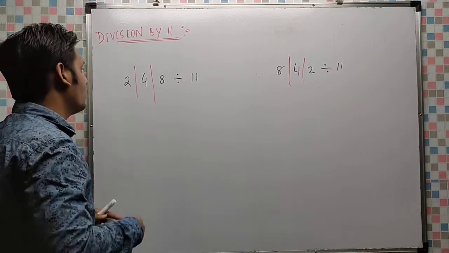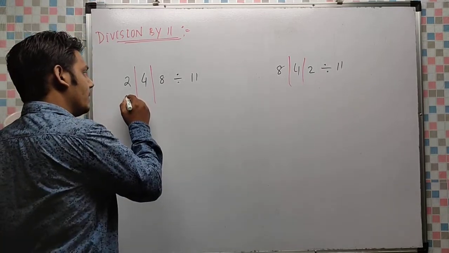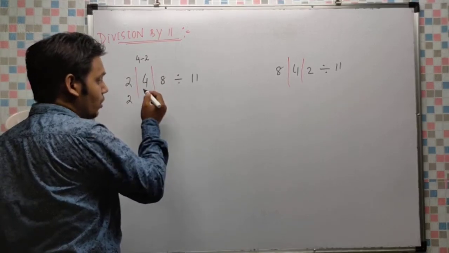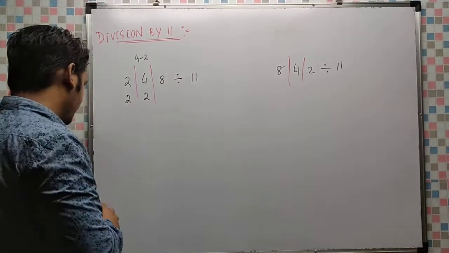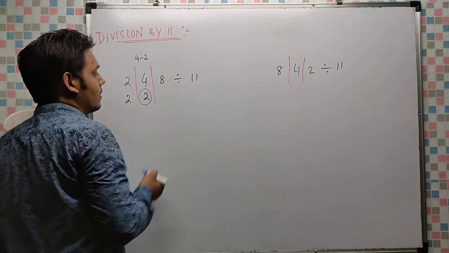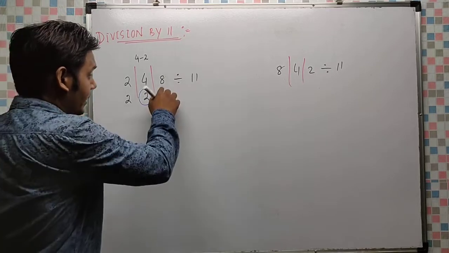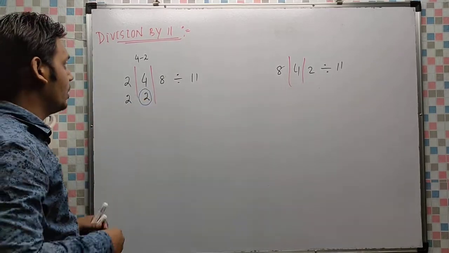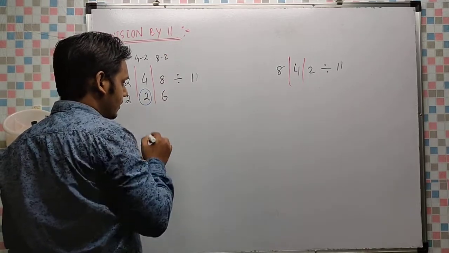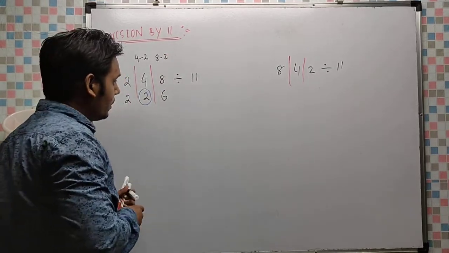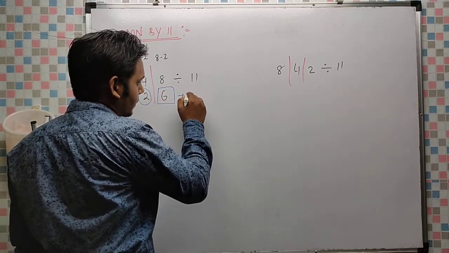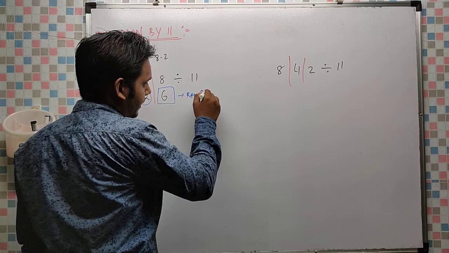So here you can see 4 is greater than 2. Next step, 2 you directly write here. 4 minus 2 is 2. Now you have to compare this digit with this. 8 is greater than 2, so next 8 minus 2, that is 6. And remember, this last one is the remainder.